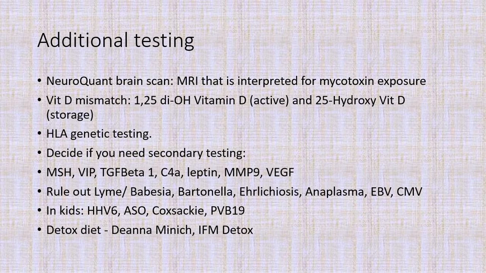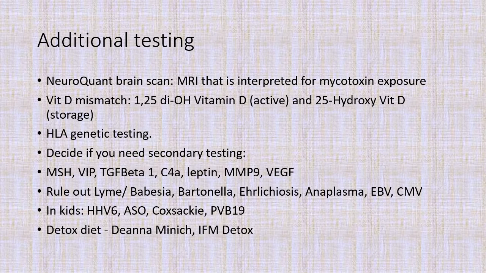Decide if you need these additional markers that are on Dr. Schumacher's website, Surviving Mold. Alpha MSH can be helpful. I have a little bit more about that later in the presentation. VIP, TGF beta 1, C4A, leptin, MMP9, and VEGF. You can certainly order these and then order them again in 3 to 6 months and just make sure you're making progress.